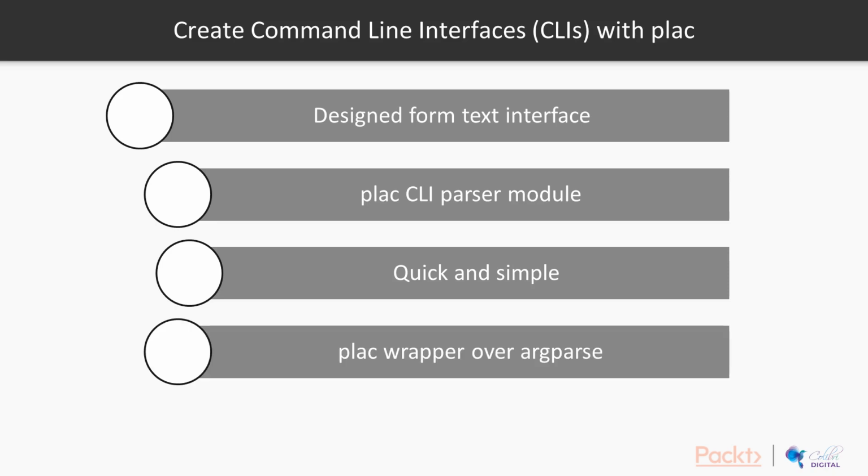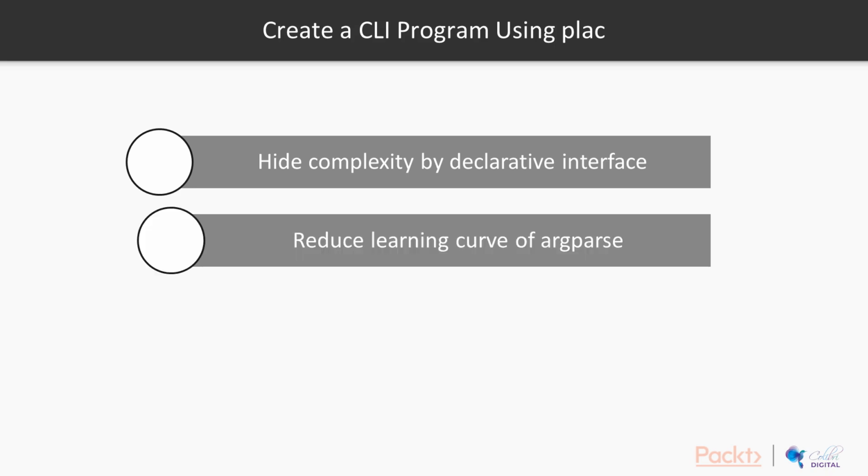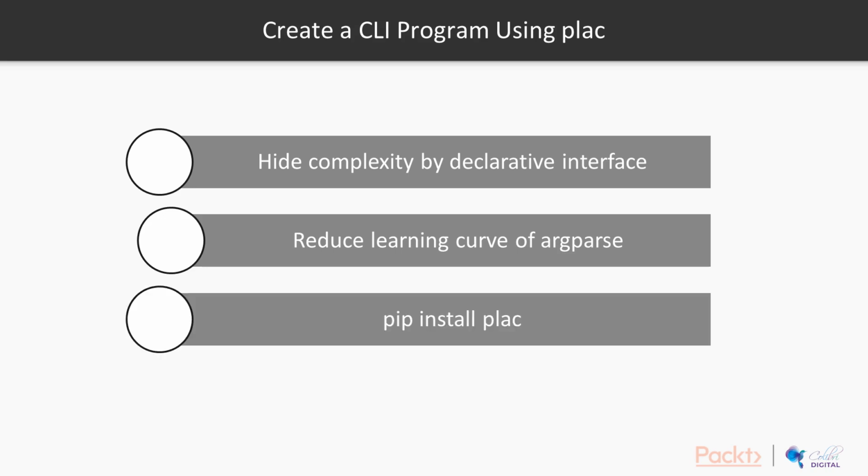plac is a simpler wrapper over the Python standard library, argparse, which hides most of its complexity by using a declarative interface. The arguments parser is inferred rather than written down imperatively. Its goal is to reduce the learning curve of argparse from hours to minutes. It does so by removing the need to build a command line arguments parser by hand. Actually, it is smart enough to infer the parser from function annotations. To use plac, we need to install the module plac, which is from pip install plac.